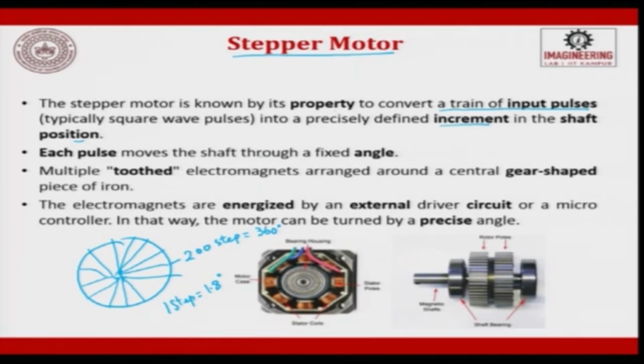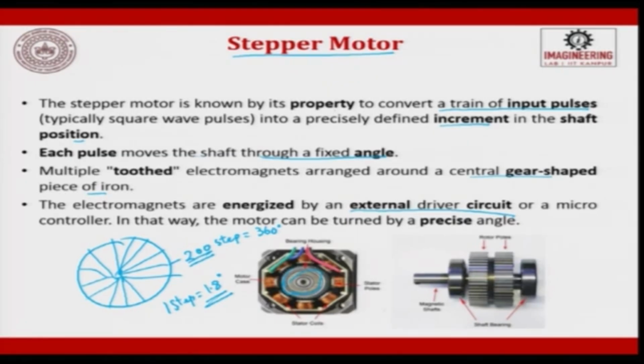Each pulse moves the shaft through a fixed amount. So, that is 1.8 degrees depending upon the step. Multiple toothed electromagnets are arranged around a central gear shaped piece of iron. This is what is told here. The electromagnets are energized by an external driving circuit or a microcontroller. So, external drive circuits, drive systems or a microcontroller. In that way, the motor can be turned by a precise angle.